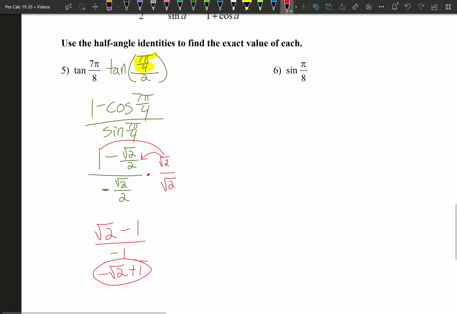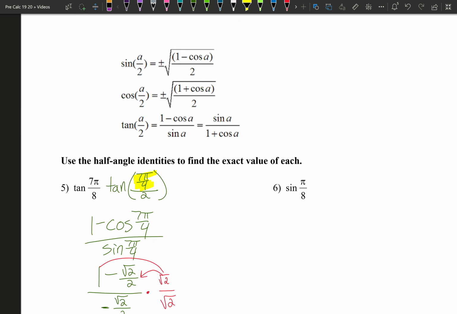Now with our sine and cosine values, it's going to be a little more complicated because we have some square roots in the identities, but we also have to deal with this plus or minus. That doesn't mean there are multiple values for the identity, like in this case the sine of pi over 8. It just means that we have to do a little work at the beginning to determine what quadrant the angle is in, so that then we can determine whether the sine or cosine is positive or negative.